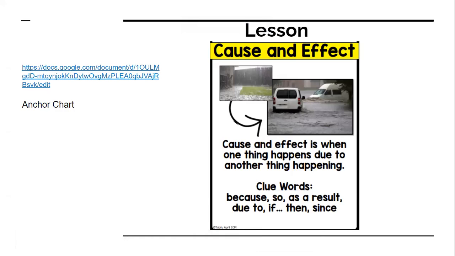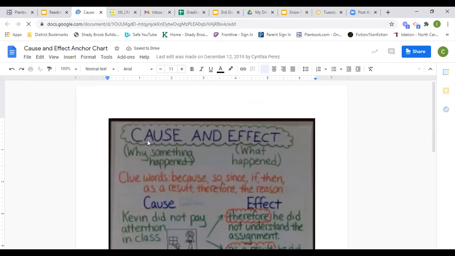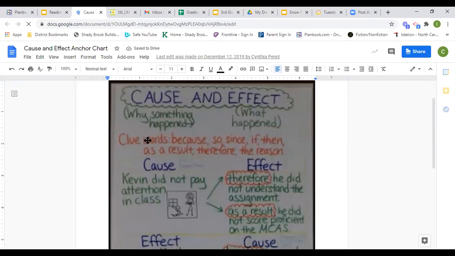Cause and effect is when one thing happens due to another thing happening. Some clue words could be because, so, as a result, due to, if, then, and since. Here's our cause and effect anchor chart. The cause is why something happens, and the effect is what happened.